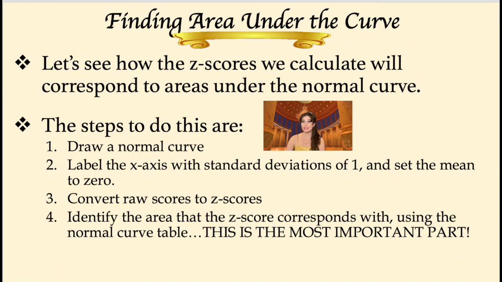So definitely get used to drawing a normal curve. After you've drawn the normal curve, you always want to label the axis with a standard deviation of 1 and setting the mean to 0. After that, you're ready to convert the raw scores into z-scores. Once you have the z-score, you're going to use that z-score, go to the normal curve table, and identify the area that corresponds with that z-score.